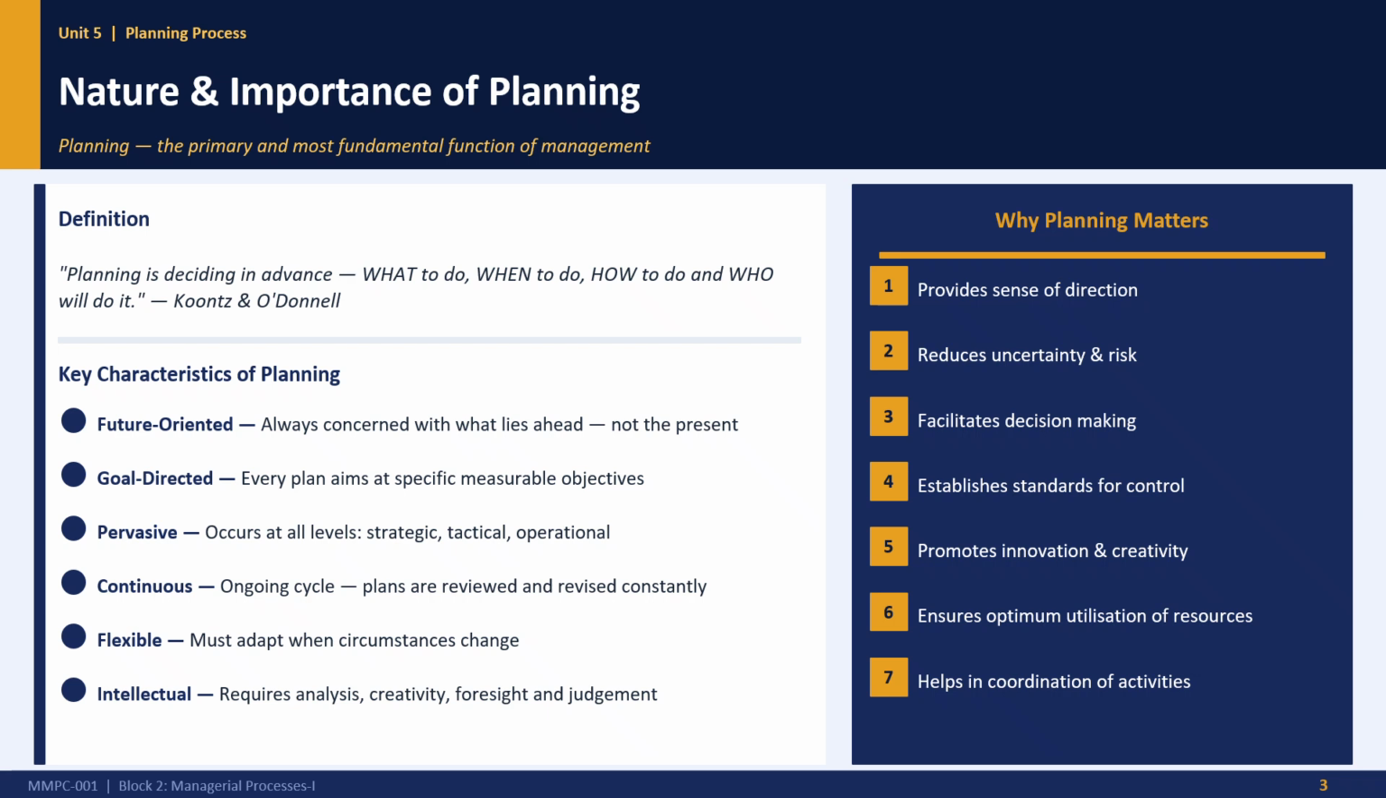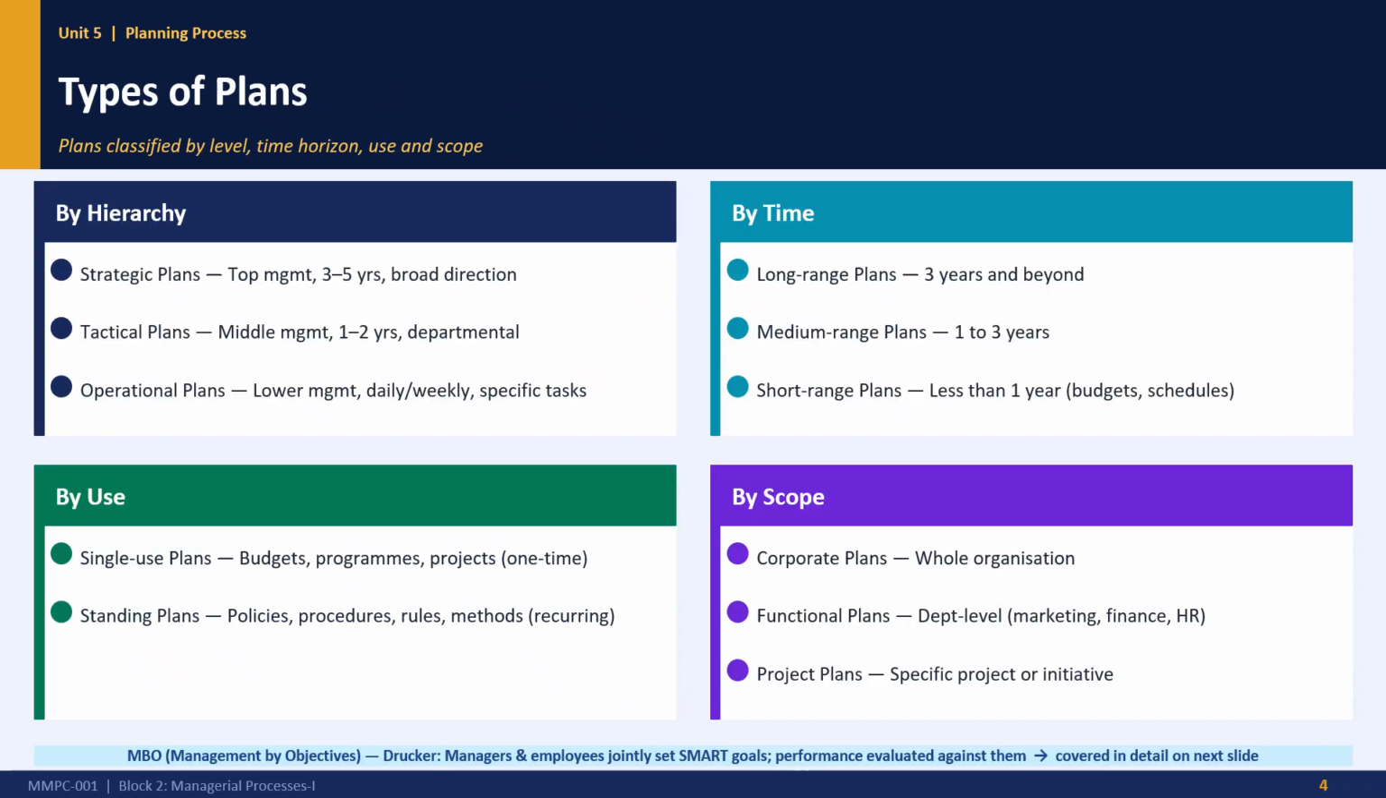Planning is important because it provides direction, reduces uncertainty and risk, facilitates better decision making, establishes standards for control, promotes innovation, ensures optimal use of resources, and helps in coordinating activities across the organization. Now, let us look at the different types of plans.